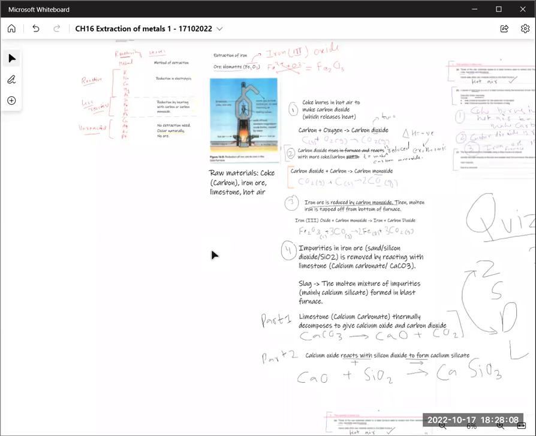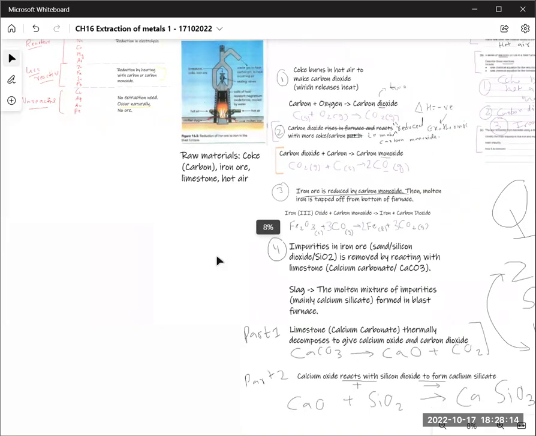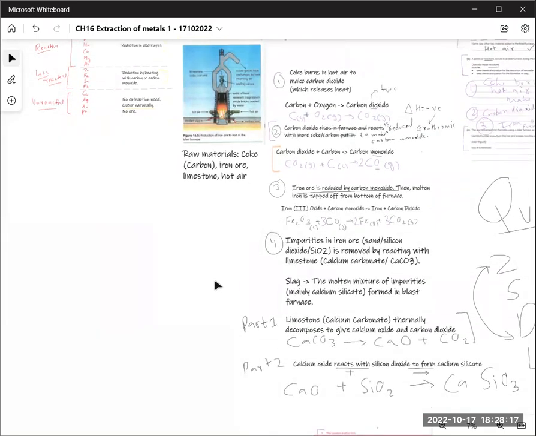Can you zoom in a bit more? Okay, that's enough. Now, in the next class, we're going to do extraction of aluminium and rust prevention through galvanization and sacrificial protection. That's all for now. Just stay for a second.